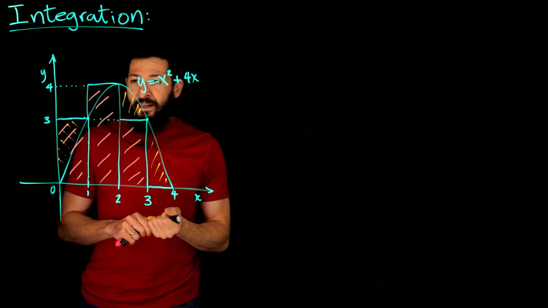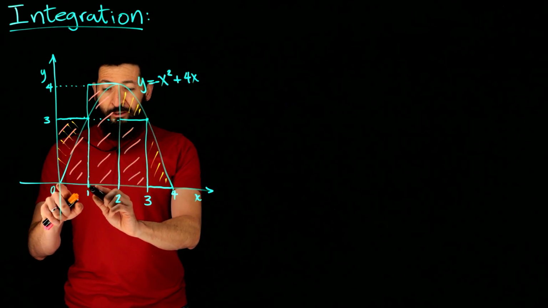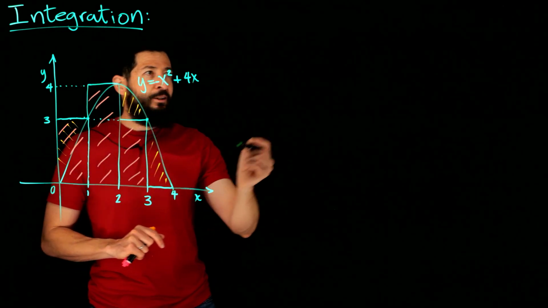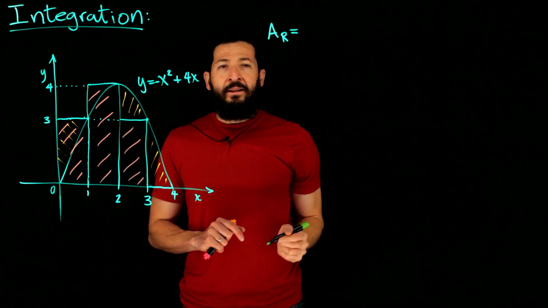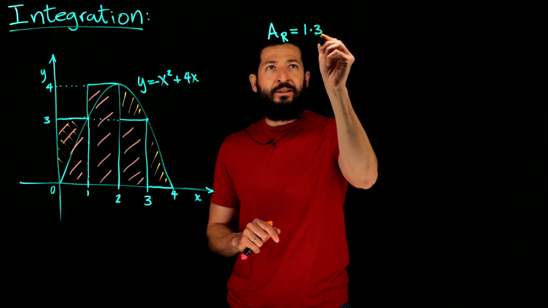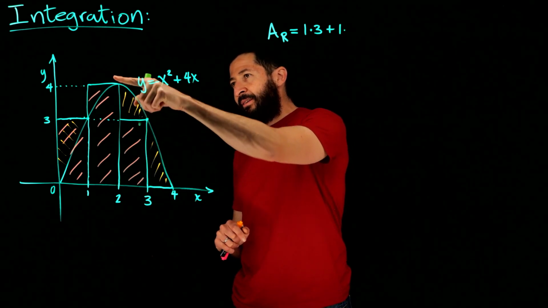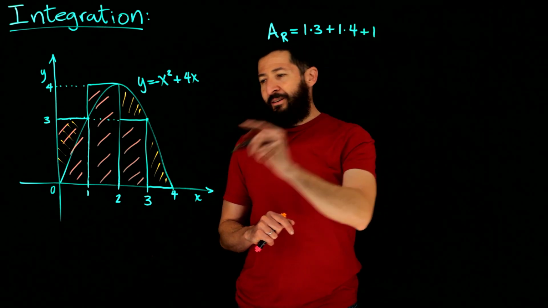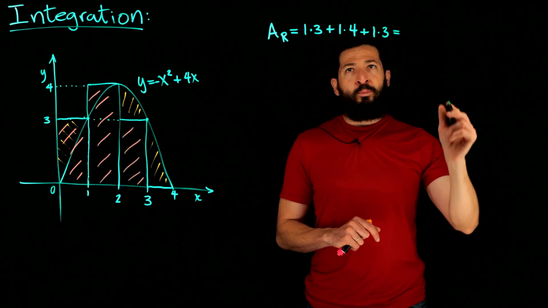Let me go ahead and compute the area of these rectangles. The base of each one of them is 1. So 1, 1, 1, 1. And the heights would be 3, 4, 3. So the area of the rectangles, let's call it A sub r, is going to be 1, the base, times height 3. That's the area of the first rectangle. Then we're going to have 1, the base, times height 4, plus 1, the base, times height 3 again, which is going to be 3 plus 4 plus 3, so it's going to be 10.